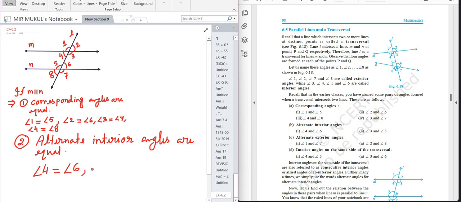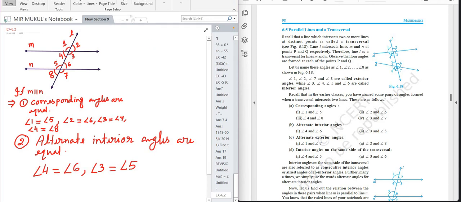And angle 3, its alternate interior angle will be angle 5. Okay, Aksara, understood? Yes, sir. Okay.